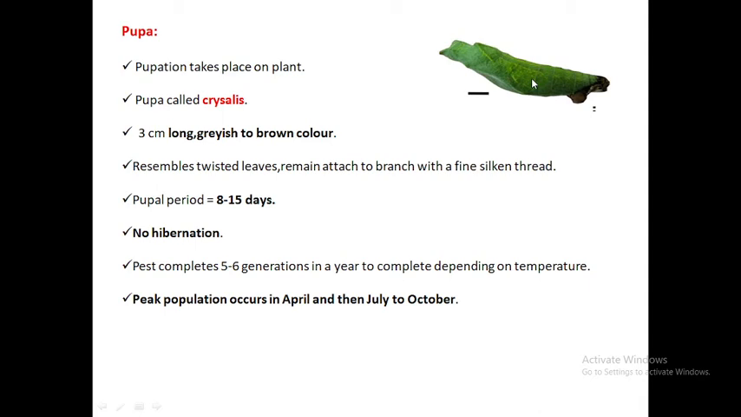If we measure how many generations this pest can complete on one crop or one plant, then per year this pest can complete at least 5 to 6 generations. It will depend upon the temperature. Temperature matters because we have already learned that if there is a winter season, then this period will get extended from 2 weeks to 15, that is, it will get doubled. So throughout the year, at least 5 to 6 generations will take place.